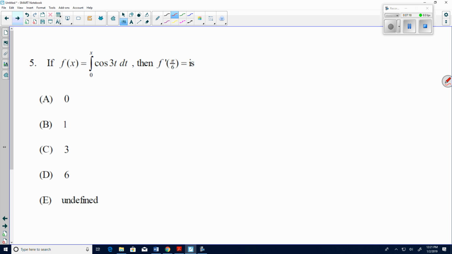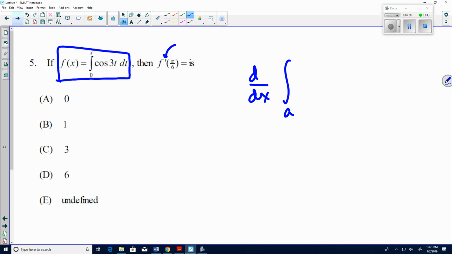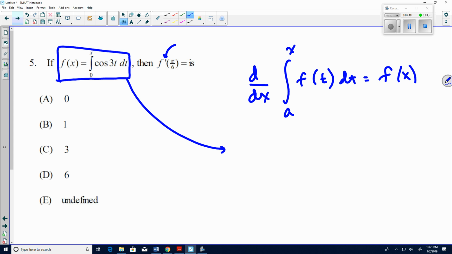There we are. Okay, so we have this integral function. Notice that f is defined as an integral, and then you're looking for f prime. So fundamental theorem of calculus, part 2, says if we're finding the derivative of an integral function, a to x of some function of t, it's simply f of x. So we can find the derivative of this integral function very quickly. F prime of x is simply going to be the cosine of 3x.